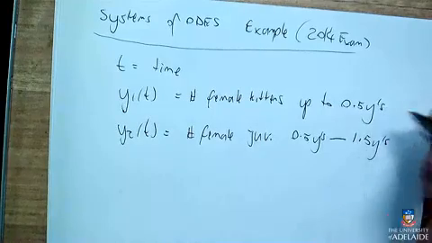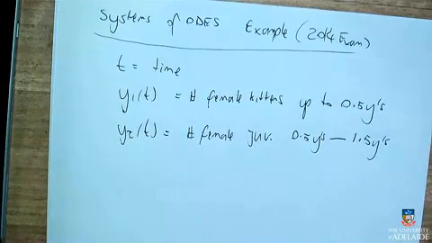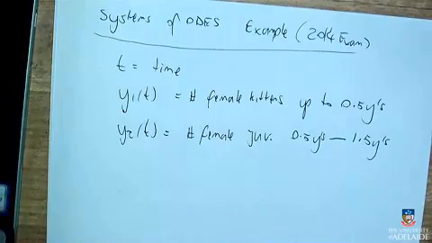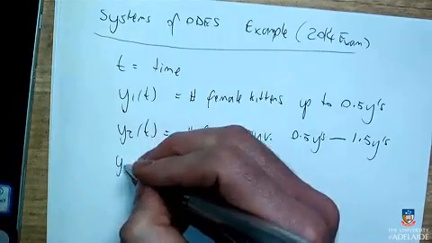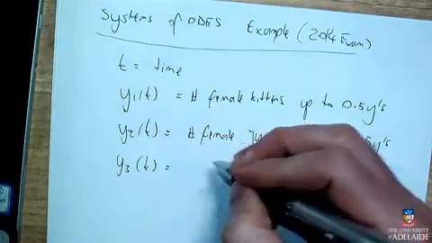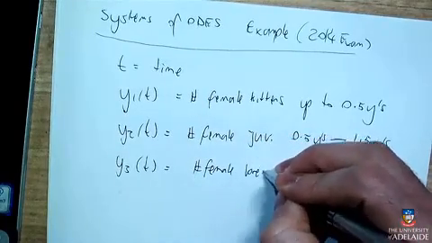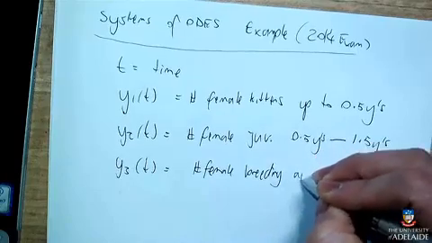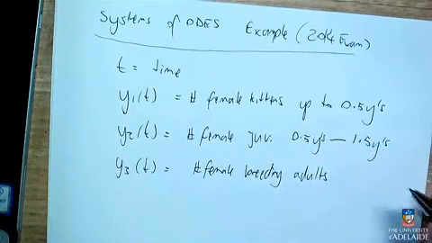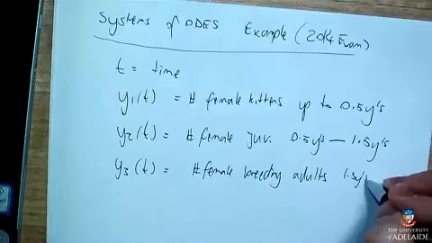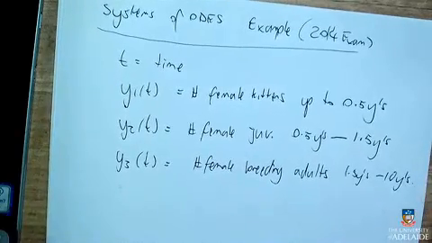It's unfortunate that Y both stands for years and the number of female kittens. That's annoying. And Y3, number of female breeding adults, 1.5 years to 10 years. Okay.